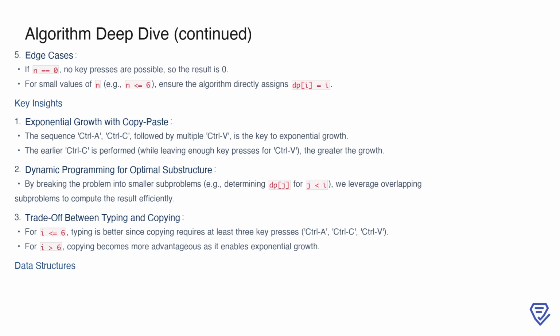A key insight here is understanding how the sequence of Ctrl-A, Ctrl-C, and Ctrl-V creates exponential growth. The earlier the Ctrl-C operation is performed, while still leaving enough key presses for subsequent Ctrl-V operations, the more significant the growth. This approach leverages the optimal substructure property, where solving smaller subproblems like DP[j] contributes to the solution of larger problems. Finally, there's a trade-off to consider. While typing is faster for small n, copying and pasting become far more effective as n increases.